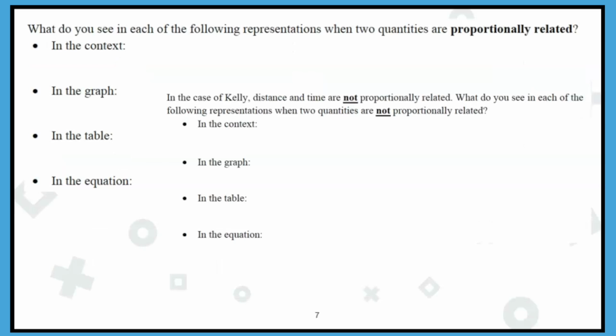So your focus when working through this lesson is going to be on questions number 7 and 8, where it's looking for features of the context, the graph, the table, and the equation that will make them proportionally or non-proportionally related. So that is what you will do in the first lesson.